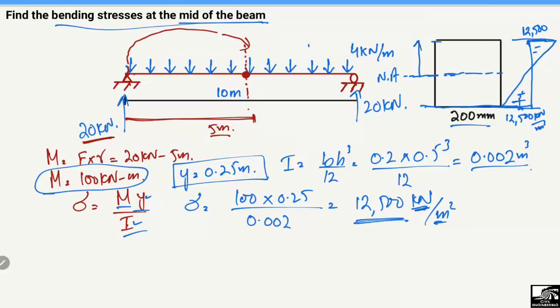How can we see that it is the mid of the beam? Because the moment we found was acting at the mid of the beam. And then we found the stresses at the top, because we took the y distance from the midpoint up to the top. So it means we are interested in finding the extreme stresses. That's why we can say our maximum bending stresses at the mid of the beam are 12,500 kilonewton per square meter. Half of the beam is in compression and half is in tension.